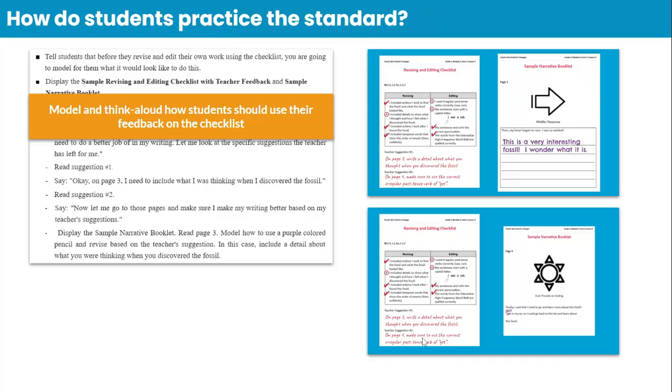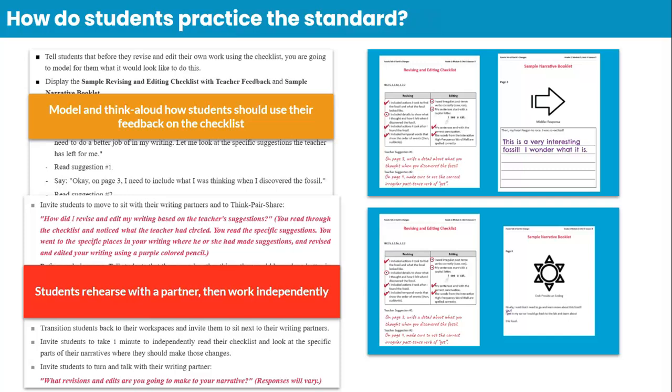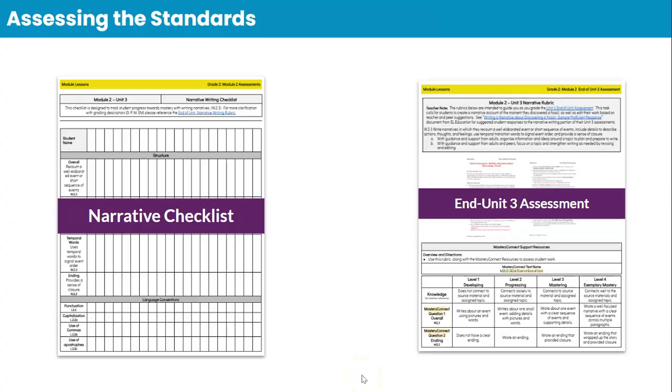What's important is to be clear how students read your feedback and how they use their colored pencils to make revisions and edits. After modeling, students have some time to read their feedback, think about their revisions, and rehearse or talk about them with a partner. After some partner talk about what changes will be made, students work independently to revise and edit their piece. To track student progress in W2.3 and W2.3b, you have the narrative writing checklist. Make notes each day on student progress to help you prepare for any needed small group writing conferences.